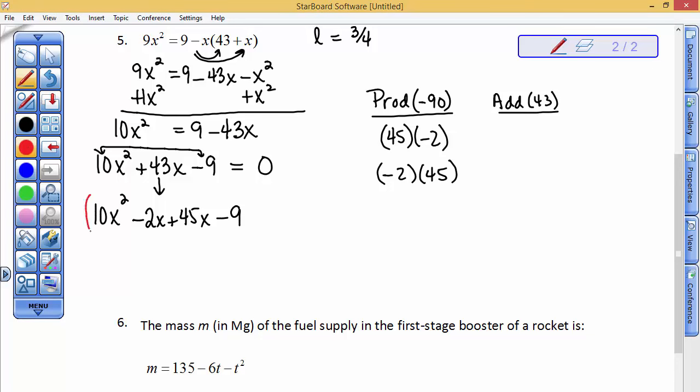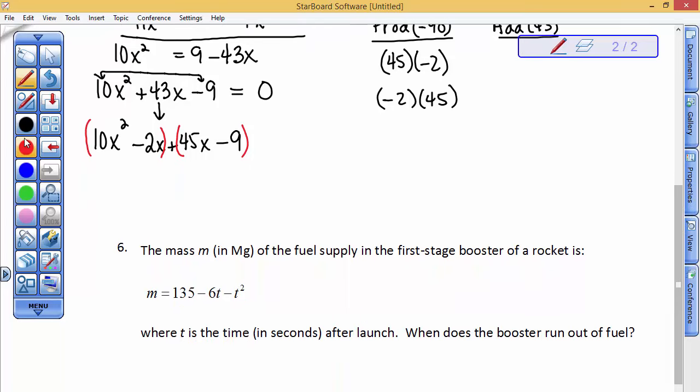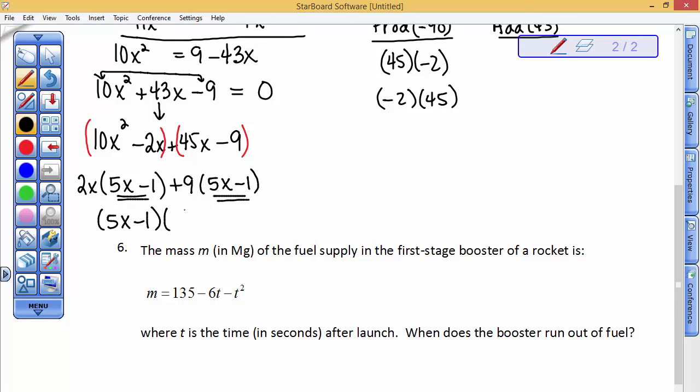Remember, now we factor by grouping when there's 4 terms like this. And so the first group has a common factor of 2x that comes out of that. And then I'll need a 5x here minus a 1. I think the greatest common factor here is a 9. And sure enough, if I put a 9 there, I'll need a 5x minus a 1 here. Ooh, good. Those are supposed to match. And so 5x minus 1 is a factor, and 2x plus 9 is a factor.